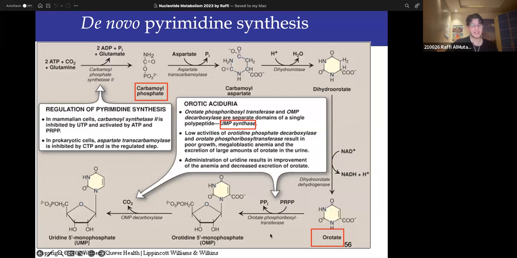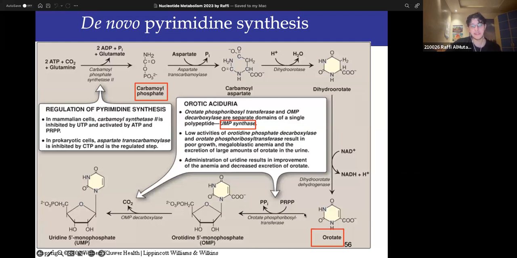Does this right here make sense, that these two are part of the same enzyme, and that we use this enzyme to convert orotate to OMP, and we use this enzyme to convert OMP to UMP, but they are parts of the same larger polypeptide, which converts orotate to UMP? Does that make sense? Okay. Someone said yes. If it doesn't make sense, I will repeat it, because I know this can be confusing.